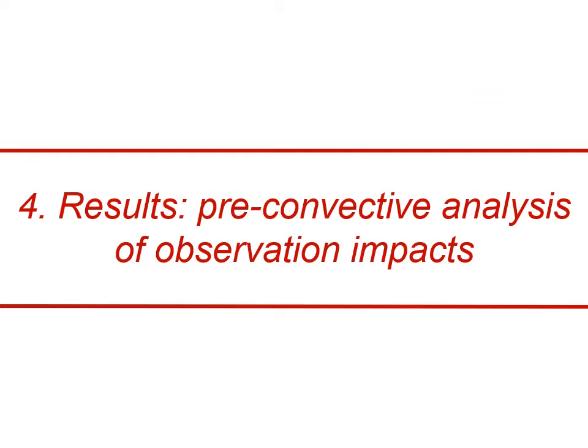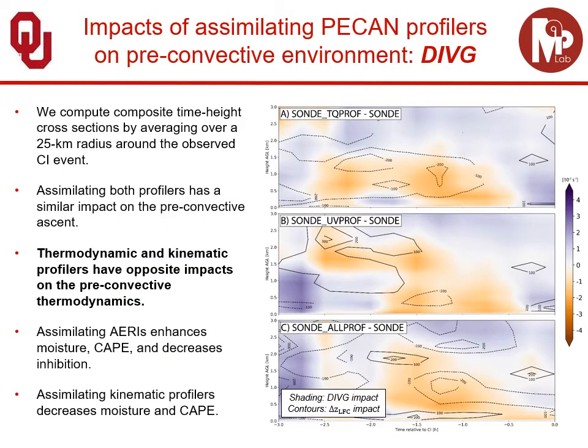Next, to try and understand why the thermodynamic profilers improved the forecast while kinematic profilers often degraded it, I'll be looking at composite time height cross sections plotted relative to the observed CI event, and we'll be looking at these for each of the convective ingredients. So first up, I've plotted differences on divergence for each of these experiments.